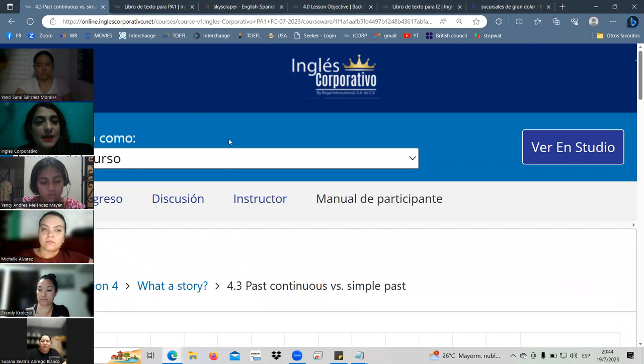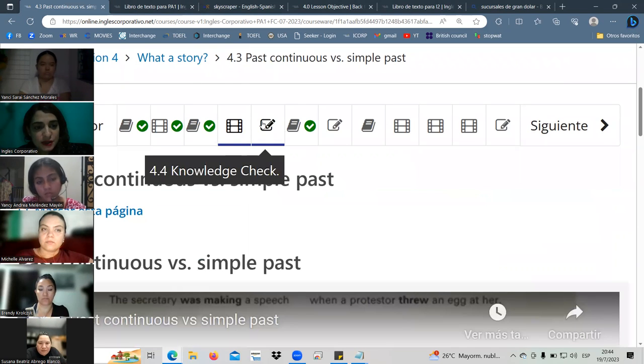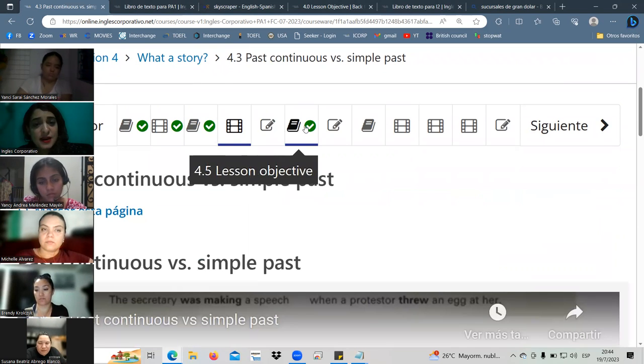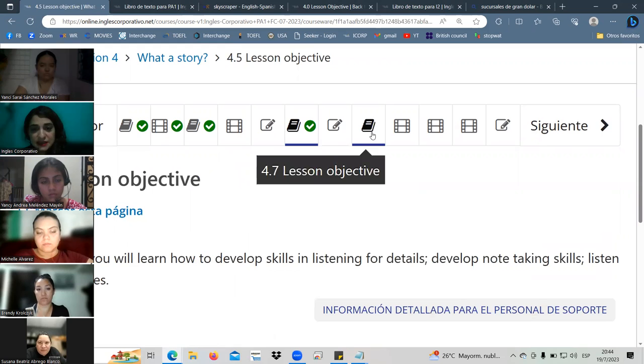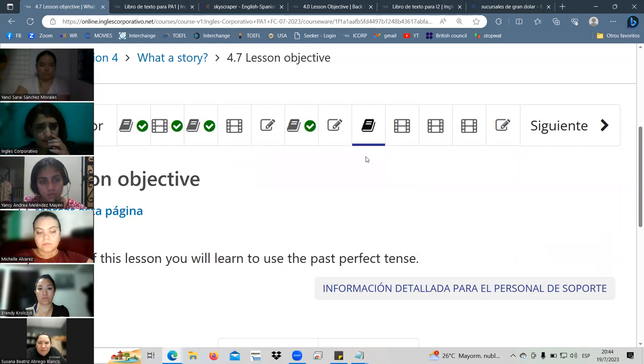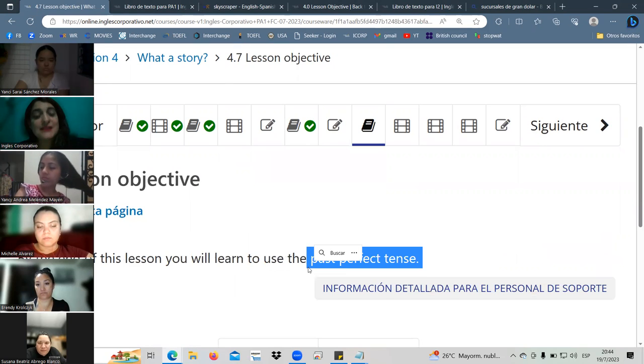Vaya, solo para que vean, past continuous is 4.3. We're going to do the knowledge check. Y miren aquí un lesson objective here. Bueno, este es un listening activity, pero este es past perfect. Ok, ahí es otro tiempo. ¿Para qué ocupamos el past perfect? Vamos a ver.